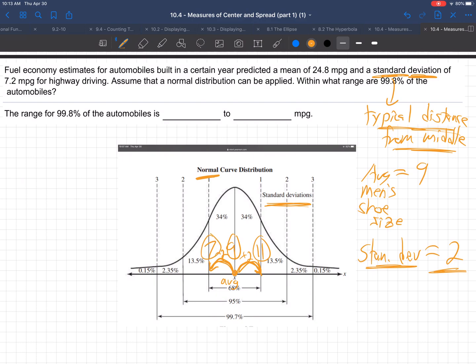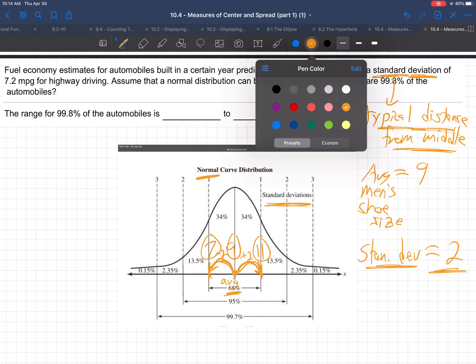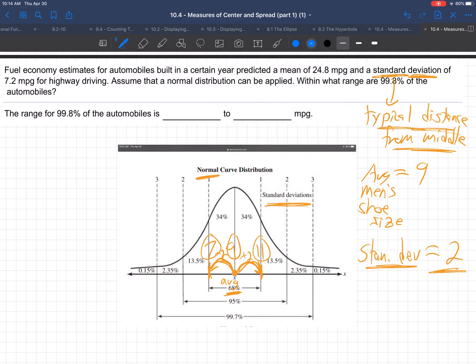If that was the case, and you could easily find that on Google, just type in average man's shoe size in America and standard deviation of men's shoe size in America, you get some numbers. That would mean you would know very precisely that 68% of all men in America would have shoe sizes between size 7 and size 11. Very important if you're going to operate a shoe store and you need to know what sizes to stock.